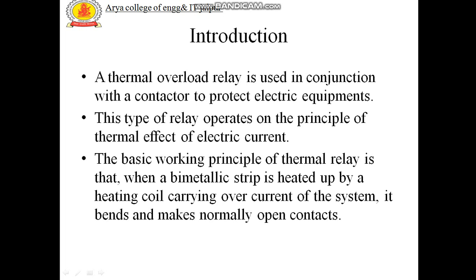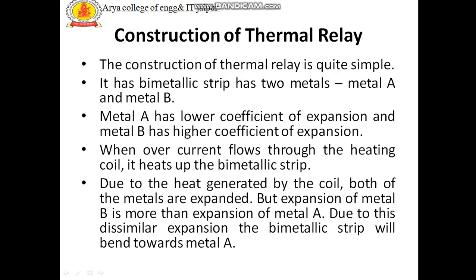The basic working principle of thermal relay is that when a bimetallic strip is heated up by a heating coil carrying overcurrent of the system, it is bent and makes the normally open contacts close. Construction of thermal relay: the construction of thermal relay is quite simple. It has two bimetallic strips, or two metals, metal A and metal B, in which metal A has a lower coefficient of expansion and metal B has a higher coefficient of expansion.